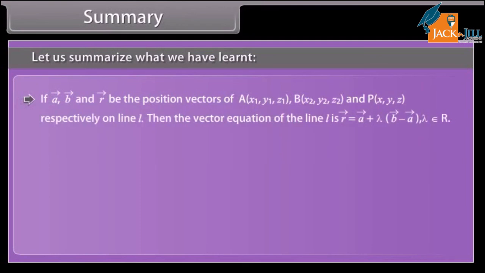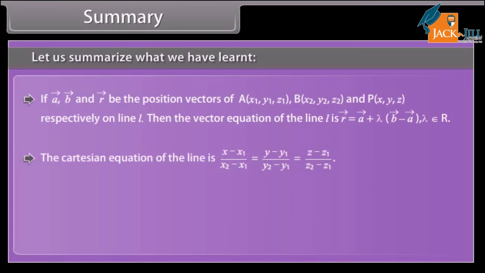if vectors A, B, and R be the position vectors of A (x1, y1, z1), B (x2, y2, z2), and P (x, y, z) respectively on line L, then the vector equation of the line L is vector R equals vector A plus lambda times vector B minus vector A, where lambda belongs to real numbers. The Cartesian equation of the line is x minus x1 by x2 minus x1 equals y minus y1 by y2 minus y1 equals z minus z1 by z2 minus z1.